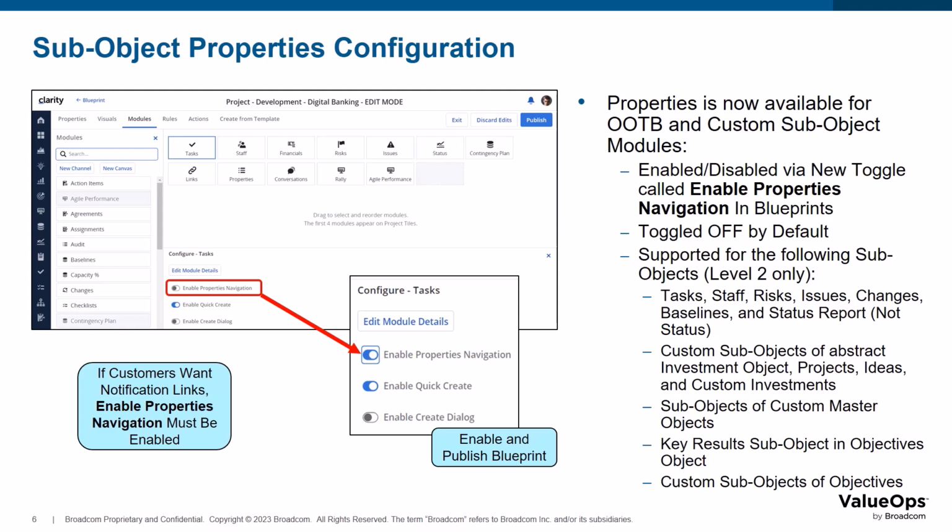And to enable any of these, you just toggle it on and then you'll publish your blueprint. It is important to note that if customers want links for their notifications, they have to enable properties navigation to be enabled.